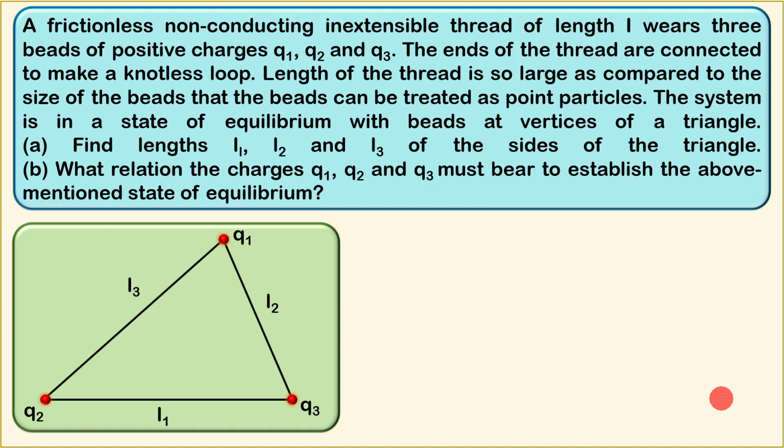This question is from the electrostatics chapter, probably from the section "Challenge Your Understanding." In this question, a closed loop of string of total length L is given, and on this string there are three charged beads that can slide. Of course, in a gravity-free space they will slide such that the string will have some tension, so it will take up the shape of this particular triangle.